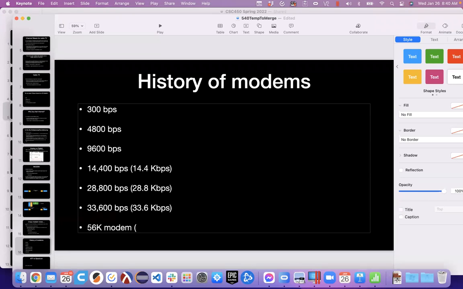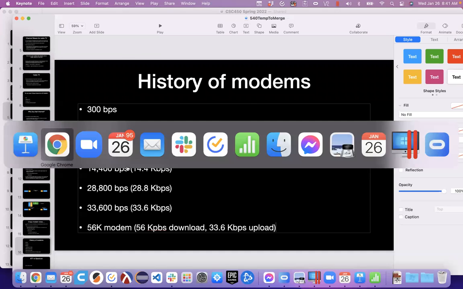So this was actually a download versus upload. This was 56 kilobits per second download, 33.6 kilobits per second upload. It used some compression and things like that. You know, this is like when they were really trying to maximize the speed of your internet in the very early days.